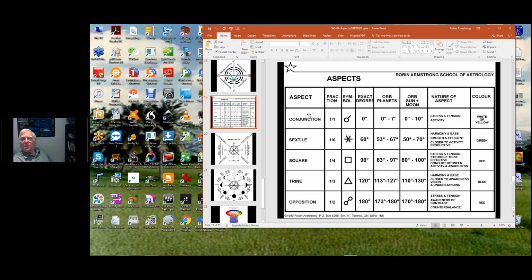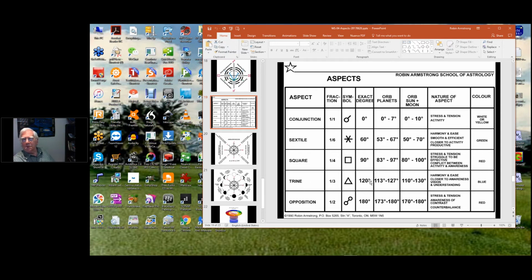Okay, so the conjunction, the square, and the opposition, they're the stress and tension ones. The opposition goes to understanding, trying to figure it out, or running across a block. The conjunction doesn't have that. It's trying to use the energy and force it. So the sextiles and the trines, 1/3 is a trine. These are considered the major aspects: 1/4, 1/2, 1/3, 1/6 of a circle.